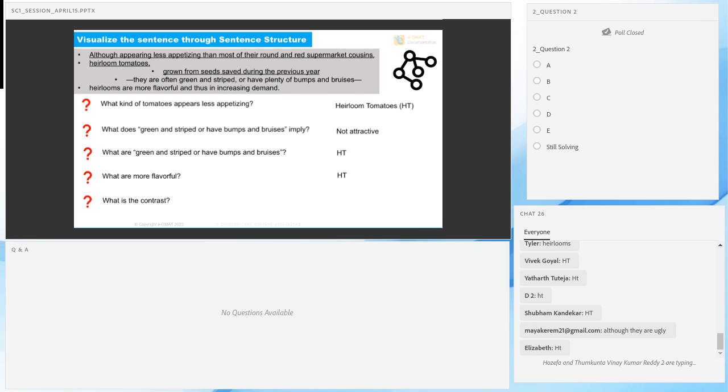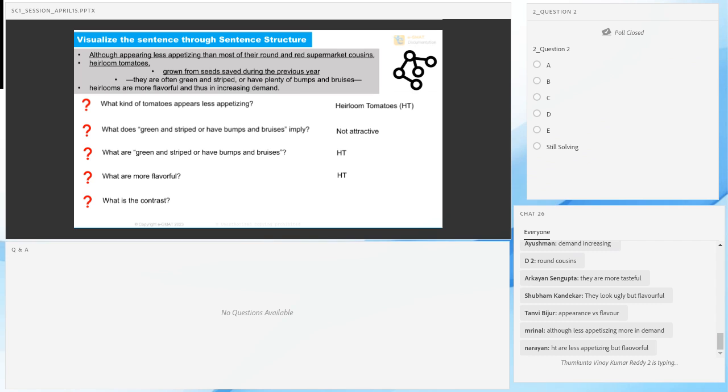Does the sentence present a contrast? Now, what is the contrast? Tell me that. Well, think about it. Demand, yes. I still don't have the complete answer. Yes, Shubham is absolutely spot on. Tanvi, absolutely spot on. Appearance versus flavor. Renal, absolutely spot on. Appearance versus flavor. That is what the contrast is. They look ugly, but they are flavorful.